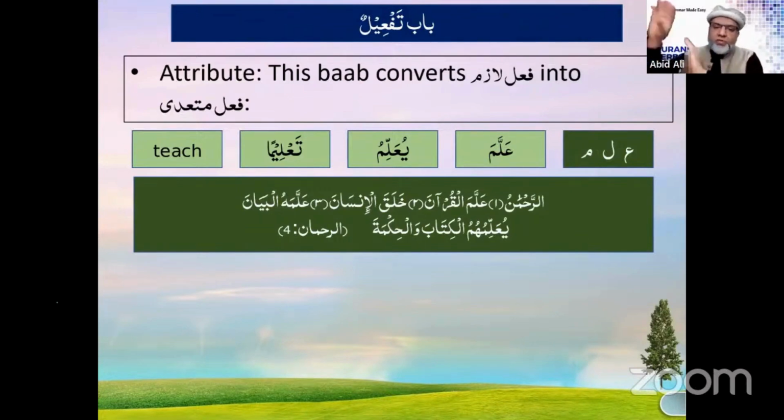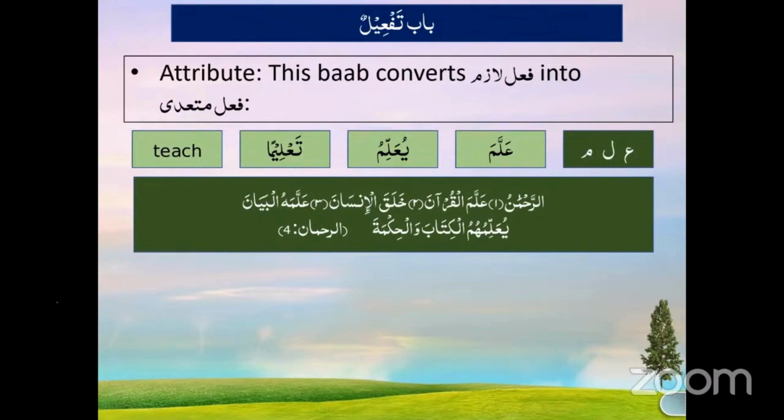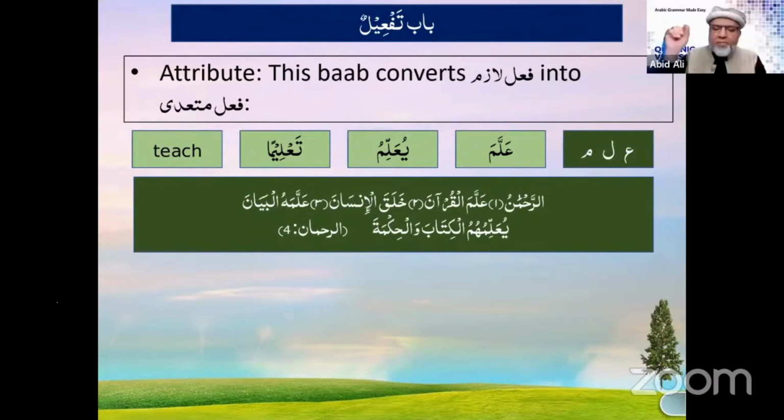And we know he refers to Allah subhanahu wa ta'ala, right? In this ayah, we know that he refers to Allah subhanahu wa ta'ala. But Allama itself means he taught. So the verb is teaching, the fa'il is he.